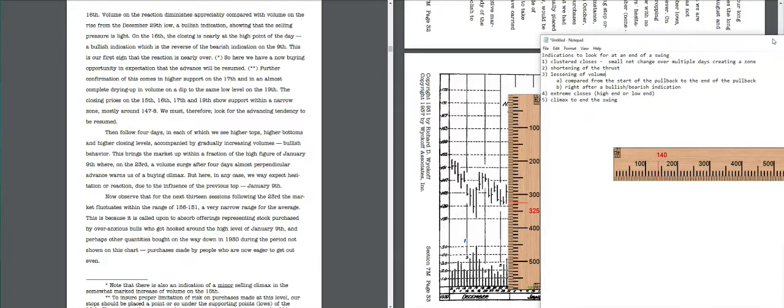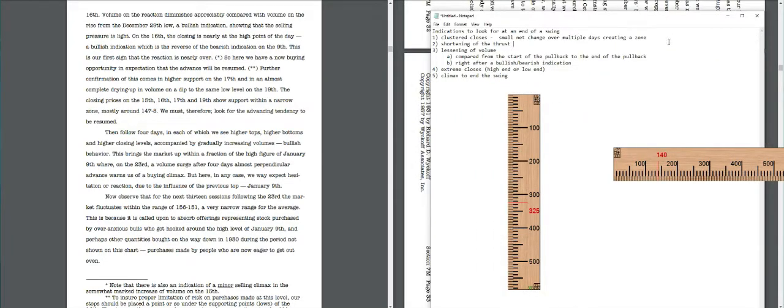Alright, so let's write those things. Clustered closes. What does he say about that? He says it shows a lack of, I think it was pressure or something. Forgot. Yeah, selling pressure. What is shortening of the thrust? Hard work to advance the market.